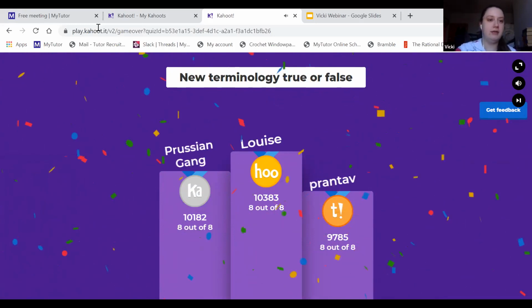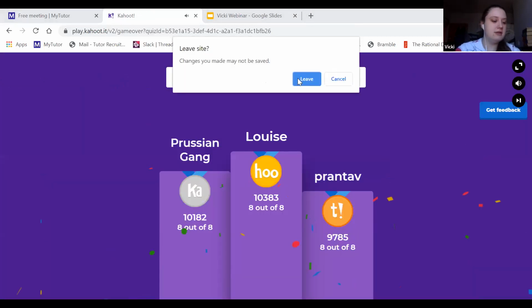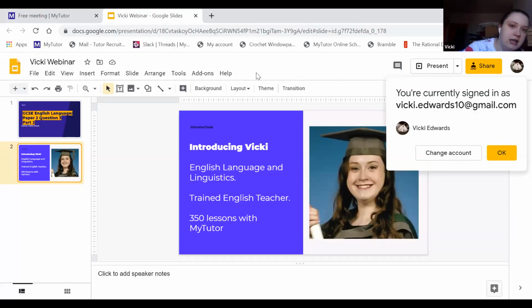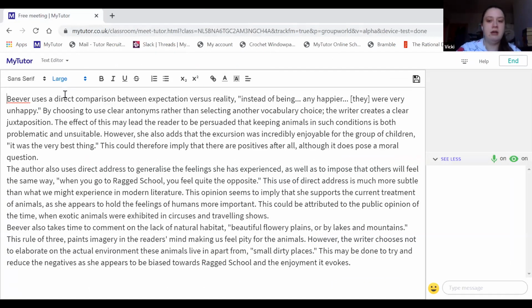Right, so I will pop back to the model answer for you. Just close that down because I think the music might drive me slightly mad. Right, so I'll pop back to the model answer for you guys to have a quick read over.